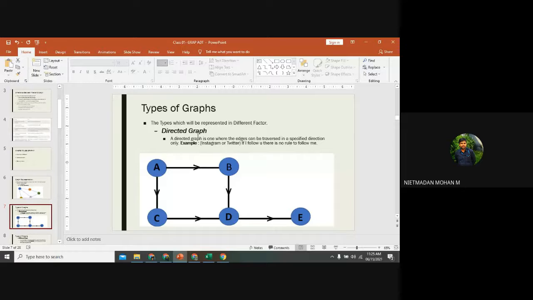Now coming to the types of graphs, we can give a number of types of graphs in your programming part. The first type is a directed graph. You can see the image, right? What is the difference between the graph representation and this graph?